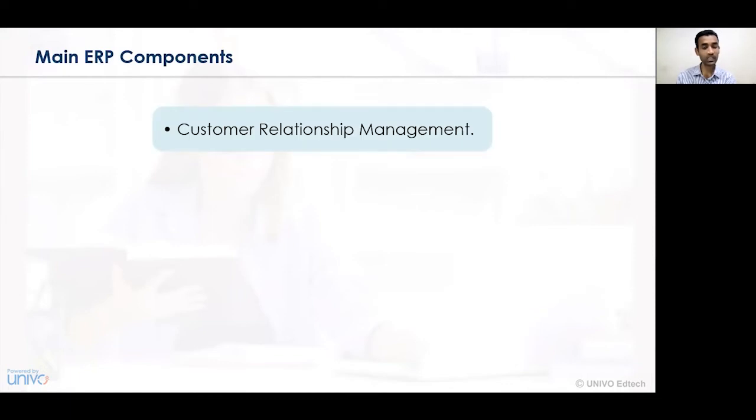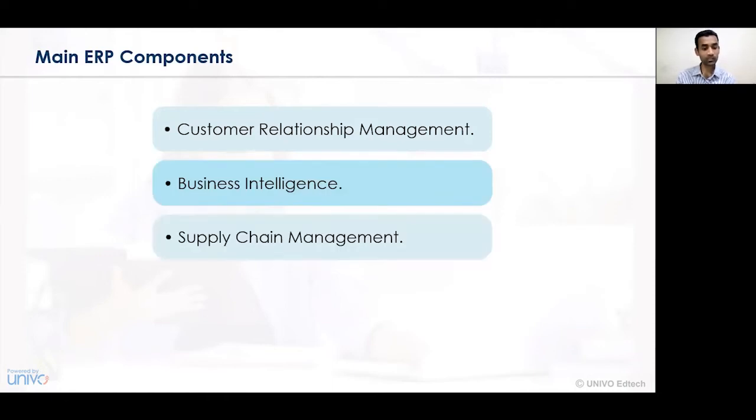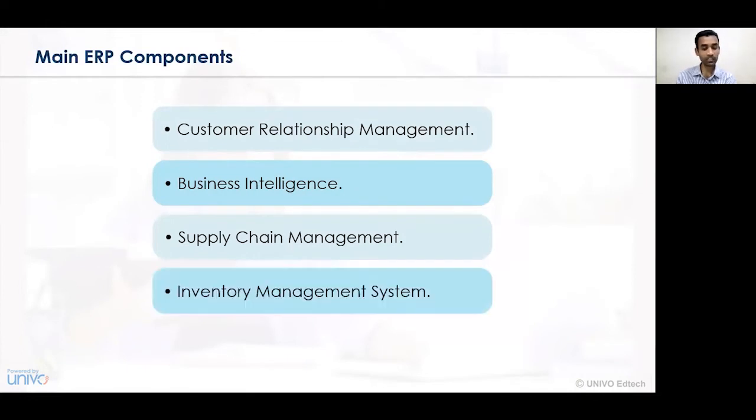The various main ERP components are, number one, customer relationship management, which is also called CRM. The second is business intelligence, that is BI. The third is supply chain management, which is also called SCM. And the fourth is the inventory management system, that is IMS. Main components of ERP: CRM is related to the maintenance of data, records, and communication with the customers.